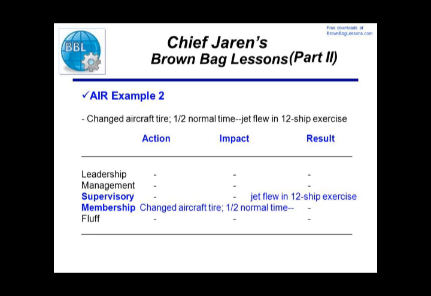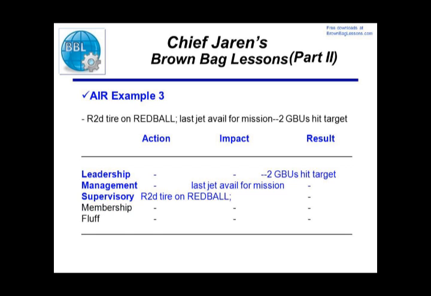Again, now we're on the flight line. We changed the tire on a red ball, which means after engine start. They had to shut the aircraft down, but it's time to go. There's some intensity there. It was the last jet available on the flight line to support a close air patrol. And when the jet took off on time, because of that person's effort, 2 GBUs were released and they hit the target. So now you go from the tactical to the strategic levels, and it makes sense.